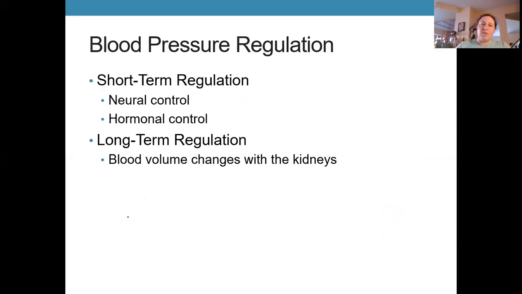So just like perfusion, we have short-term controls and long-term controls. We don't have like an autoregulation here because we're dealing with the whole system. But for the short-term controls, it's about the nervous system and endocrine system. And then long-term regulation all relies on the kidneys.